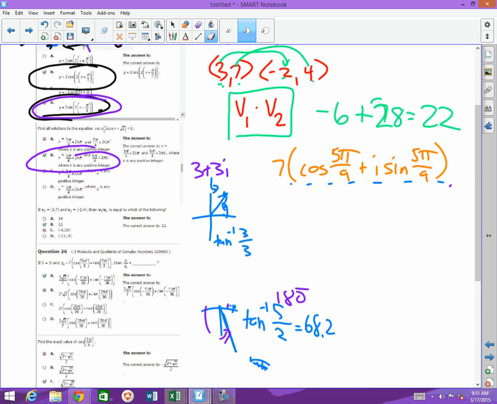All right, so for this one, it's 3 over 3, so this is a 45-degree angle.